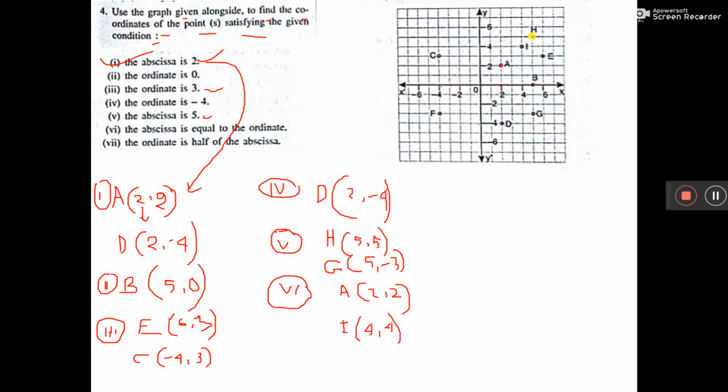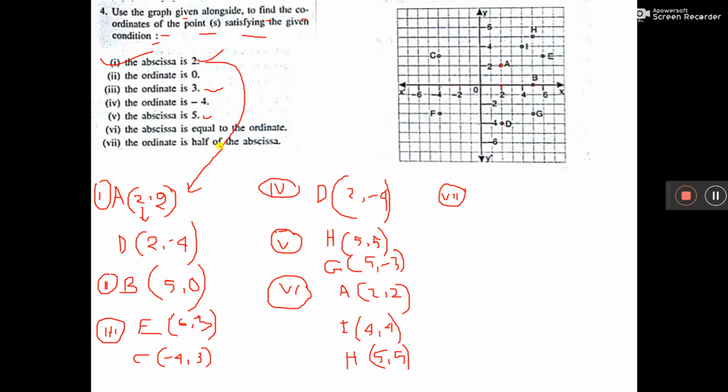Point A is also there. If you draw a perpendicular, it is 1, 2, 3, 4, 5 and 1, 2, 3, 4, 5. So A will be 5 comma 5. Any other? Number 6 we have done. One more, number 7 is left. So let us do number 7 also.